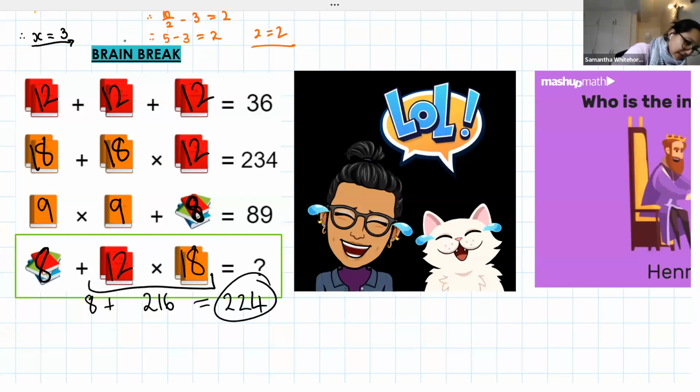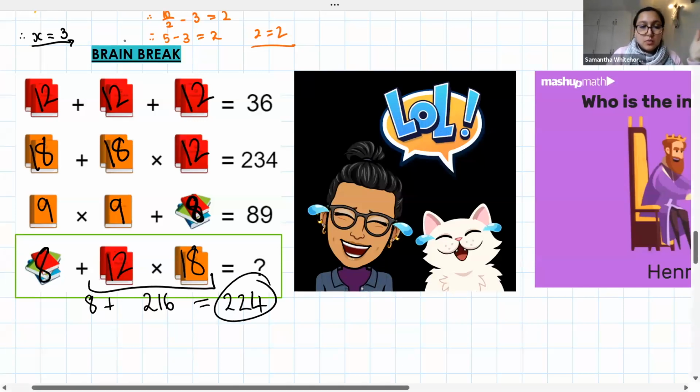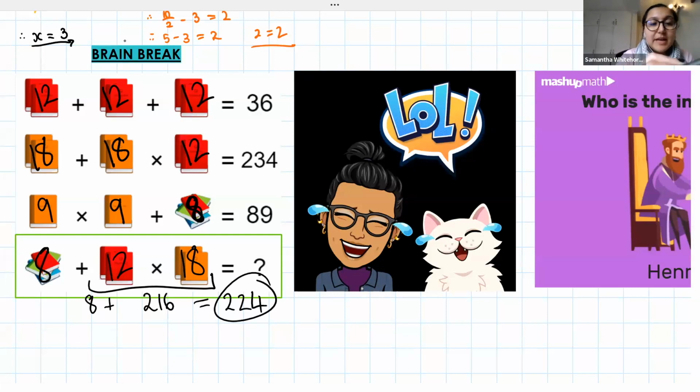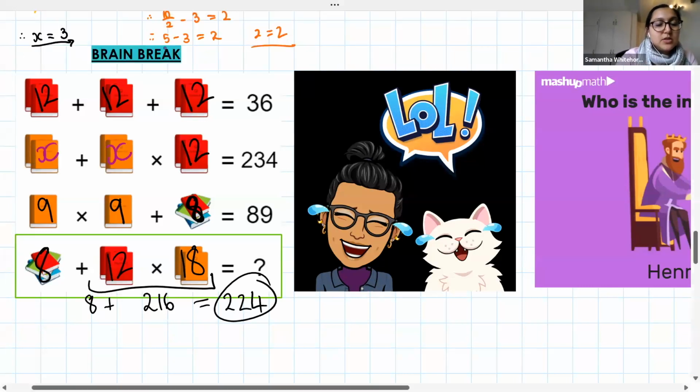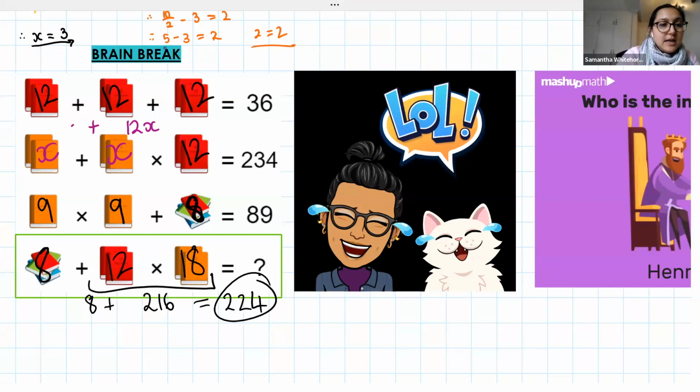Okay, so Sinyane said for equation number 2, we just guessed. And honestly, I just guessed as well, because sometimes I forget that this is actually just an equation. But let's say we didn't guess, okay? Let's say we assigned a variable to these books. So let's say the orange book was X. So we've got X plus X times 12. Now, X times 12 we know is 12X. And then we've got our plus X equals 234.